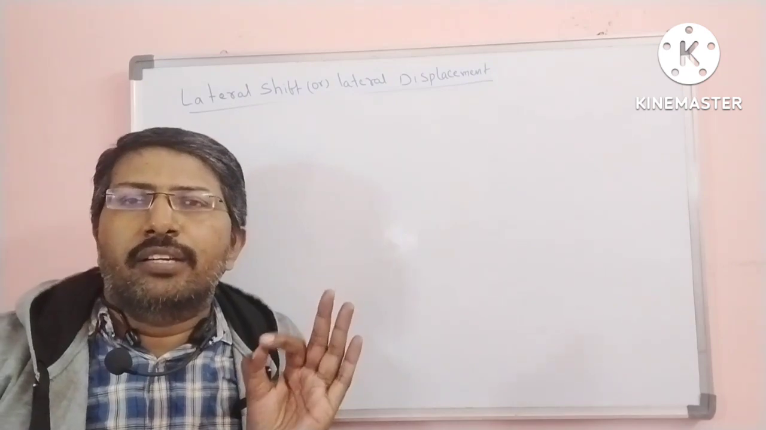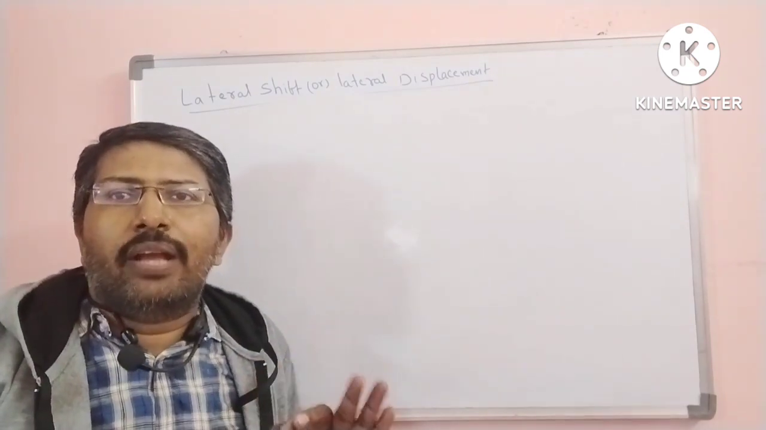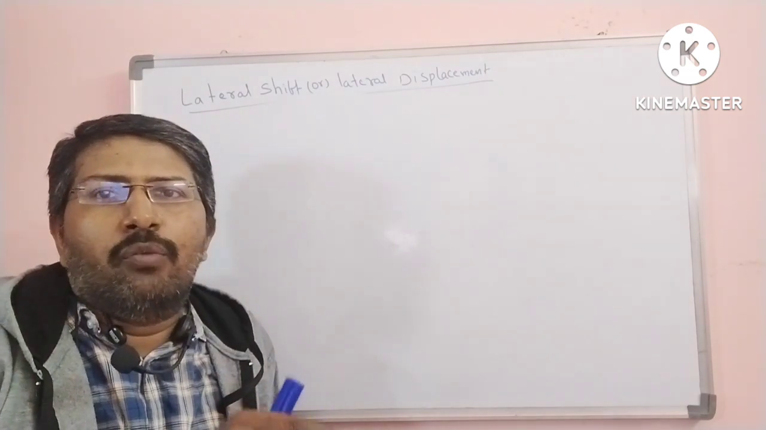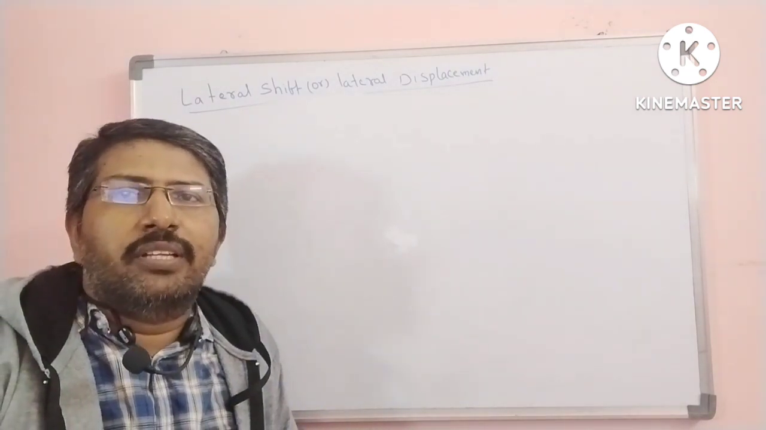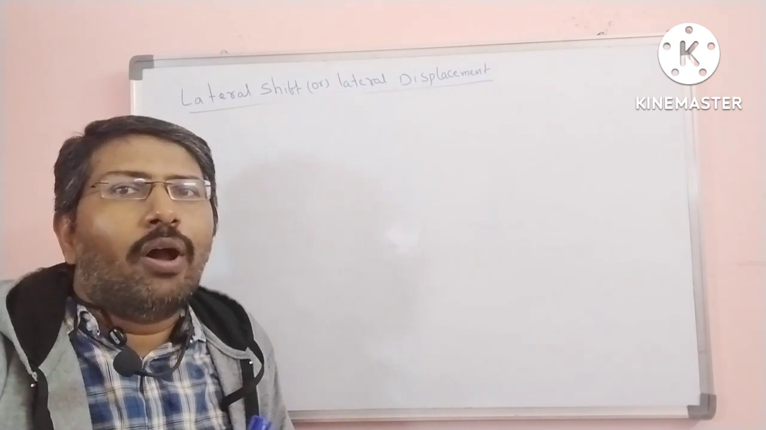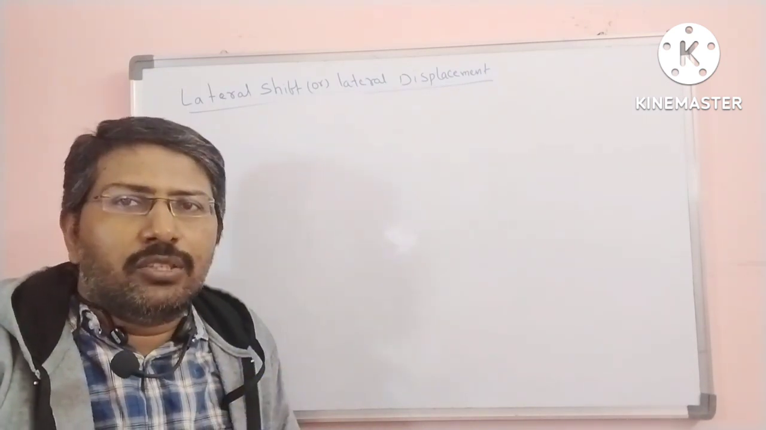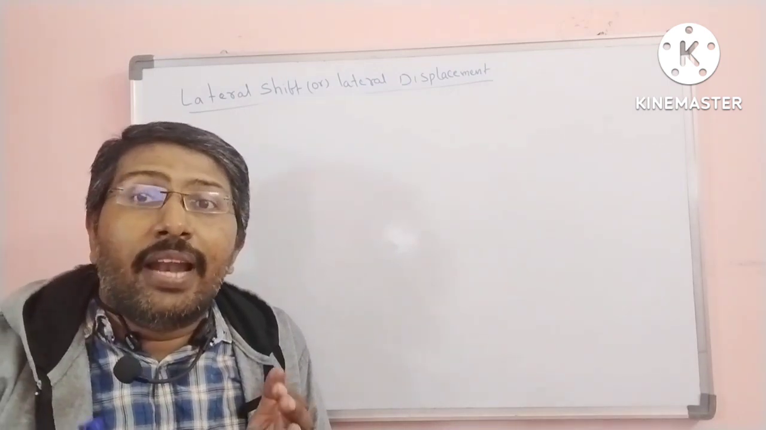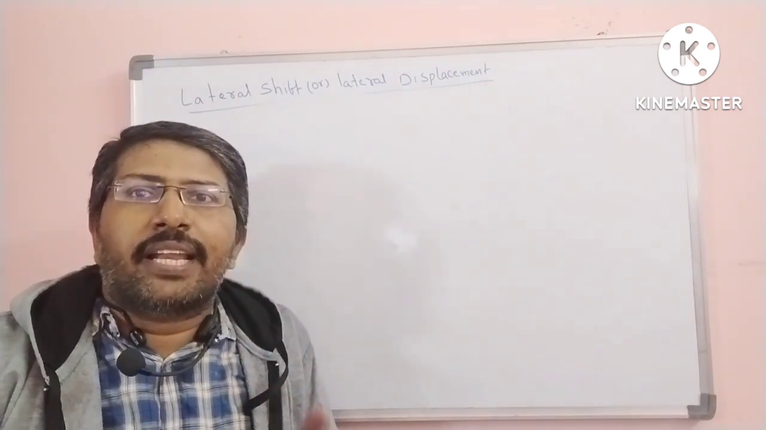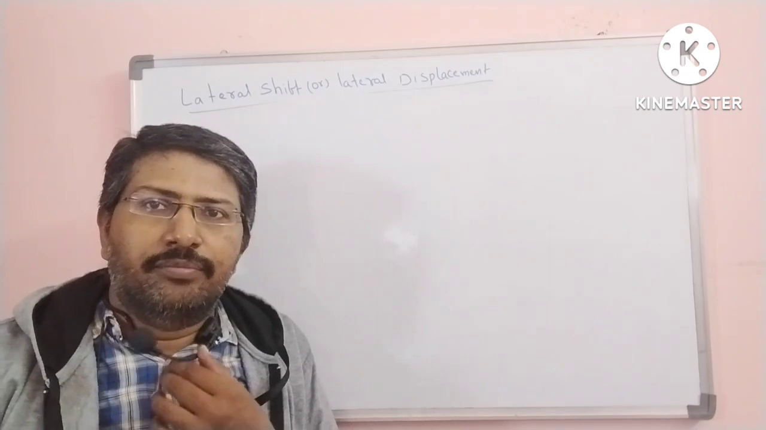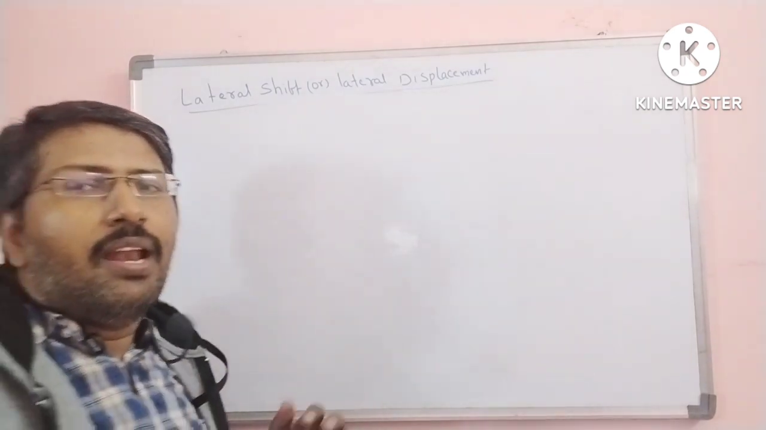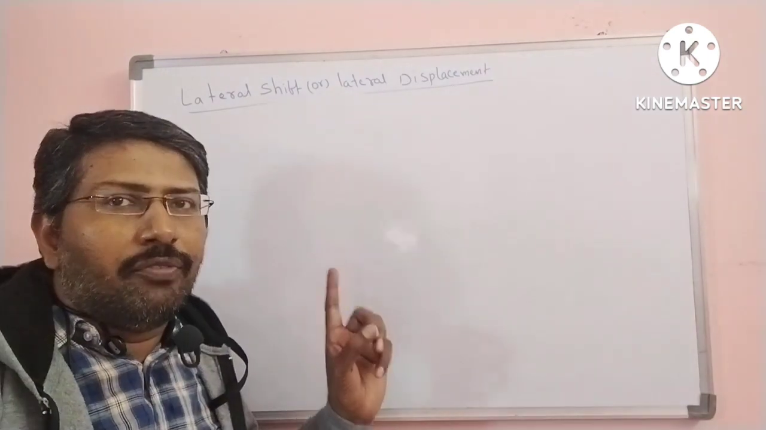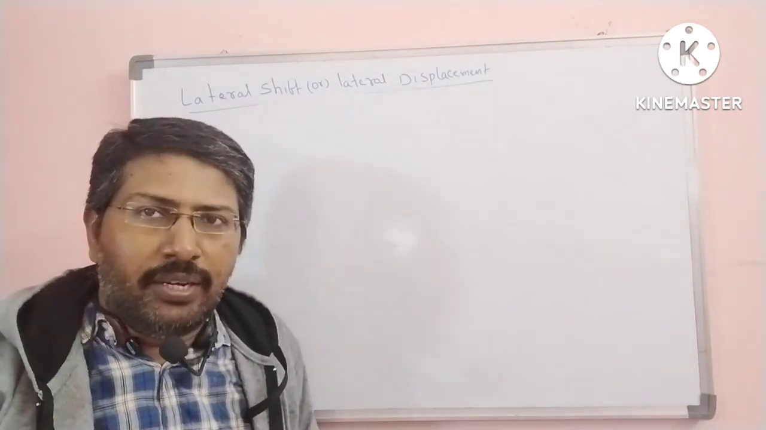Lateral shift or lateral displacement means you take one glass slab and place it on your class book or any workbook and observe the letters. What is written in the classwork, just observe through the glass slab. Those letters are shifted either to the right side or the left side. That shift we call lateral shift or lateral displacement.